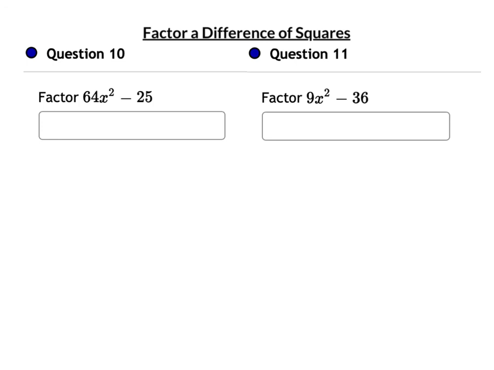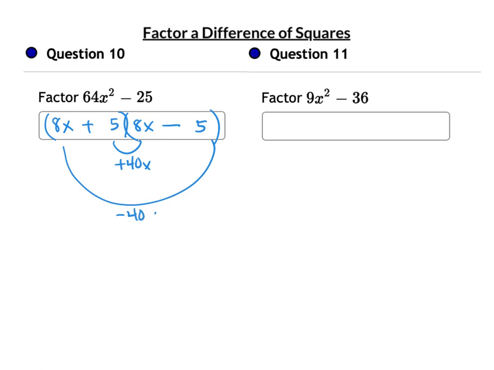More difference of squares. 8 times 8 is 64. X times x is x squared. 5 times 5 is 25. It's negative 25. It's got to be a positive 5 times a negative 5. If you FOIL this, the inside is positive 40x, and the outside is negative 40x, and together that makes 0. That's why there's no middle term.